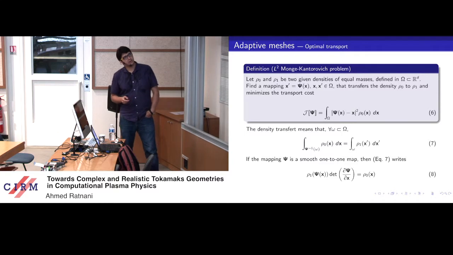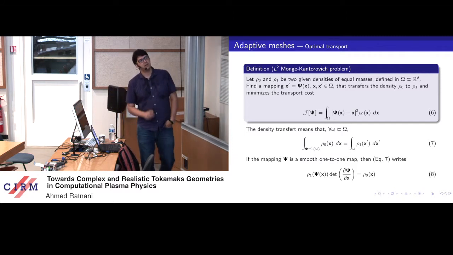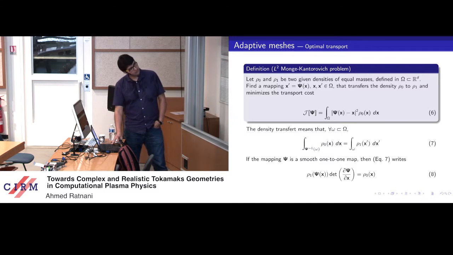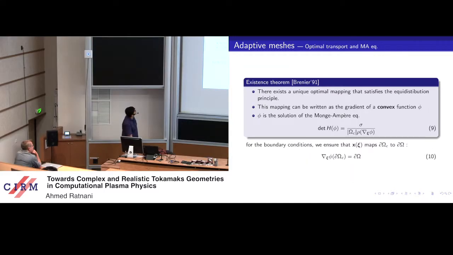Okay, so you can write this thing nicely, and then end up with this problem, with this equation, which is the Monge-Ampère equation. So you have to add the corresponding boundary conditions for this. And we have some theoretical results on the existence of the solution done by Brenier some time ago. And there are mainly two important things here.